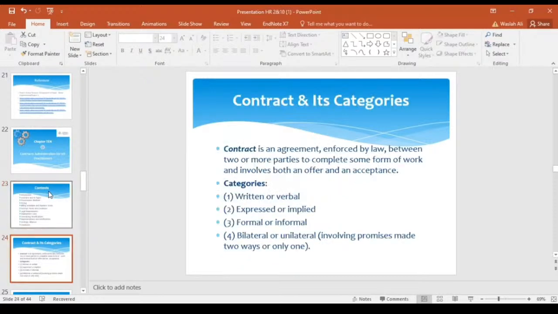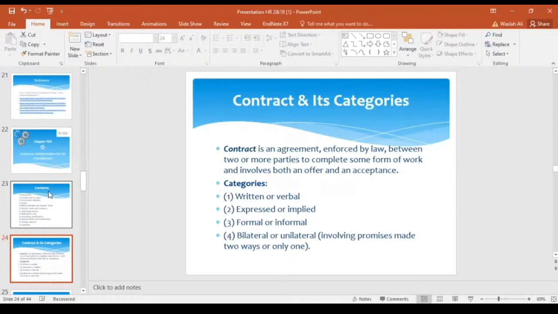So moving toward our first topic, contract. What is a contract? A contract is an agreement enforced by law between two or more parties to complete some form of work, and it involves both an offer and acceptance. As we know, contracts have many categories. Here, four categories are listed below.